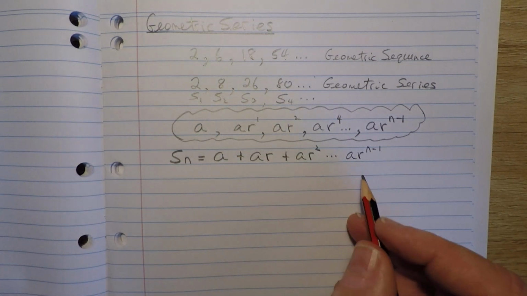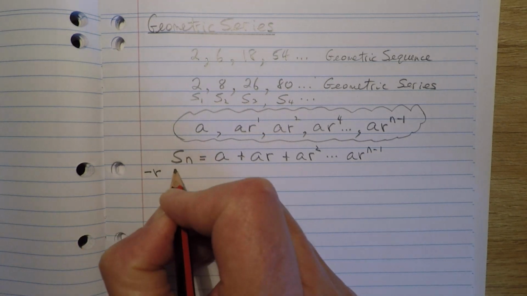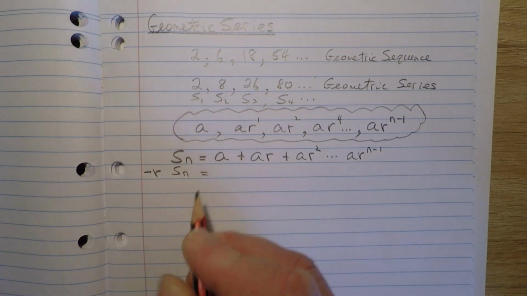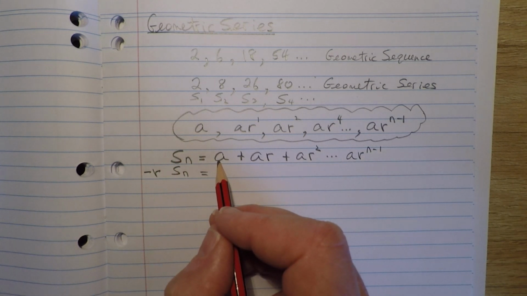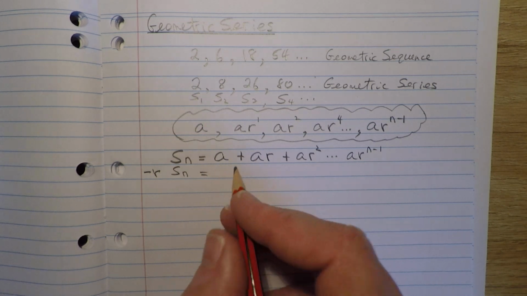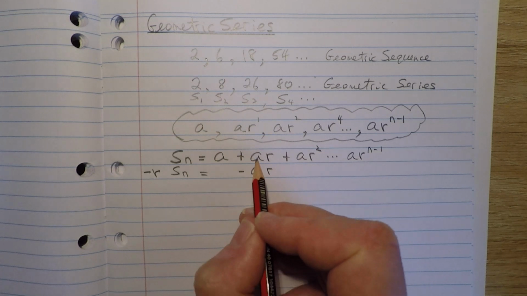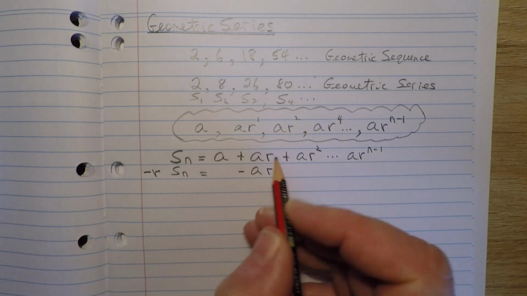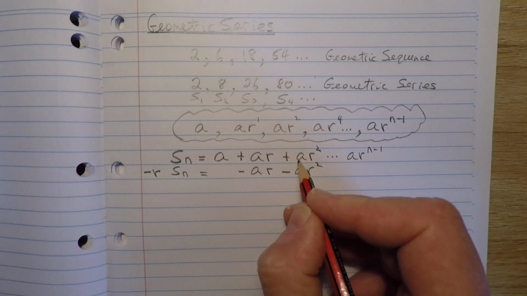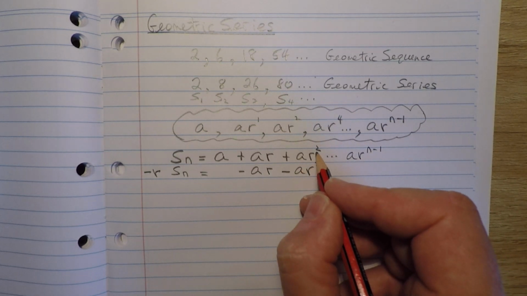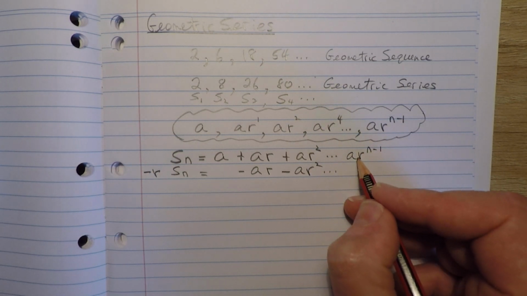Now, how are we going to simplify this? The trick is to multiply by the number negative R times our sum. Now, what would negative R multiplied by A give? It would give negative A times R. And I'm just going to write it slightly further to the side here. What would AR times negative R give? That would be negative AR squared. What would negative R times AR squared? That would be negative AR cubed. And we would continue along.